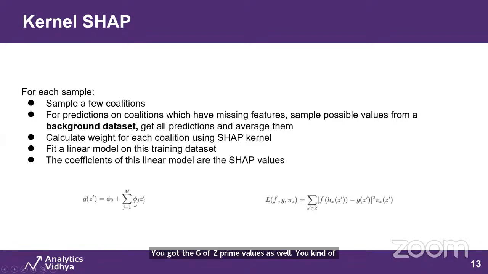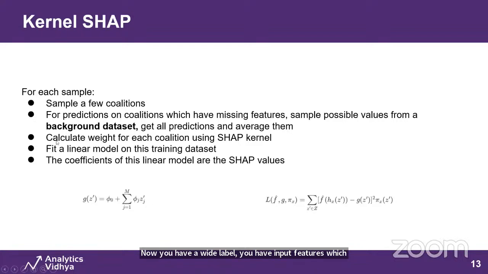Right, because you know for which missing features, how does G of Z prime look? This is the equation we have over here. And G of Z prime is what you're calculating through the background dataset calculations. And phi is what we want to estimate. Zj prime just tells us which feature is present or not. So we kind of formed a training dataset now. You have a Y label, you have input features which are Zj vectors.